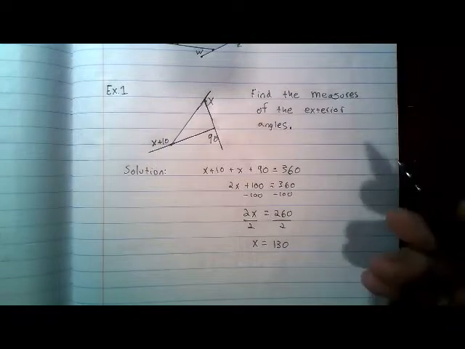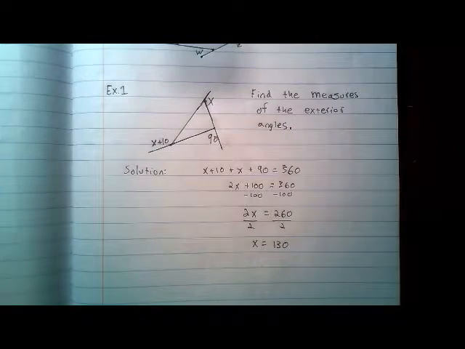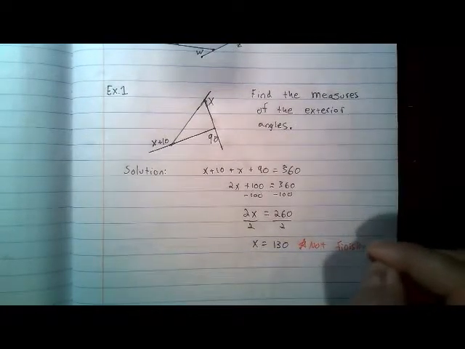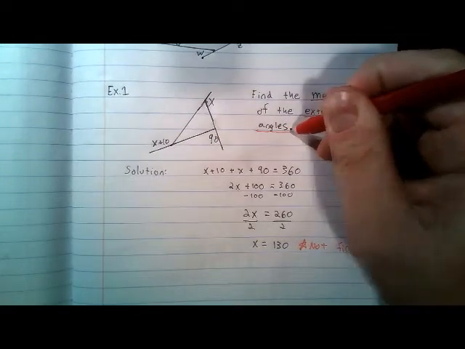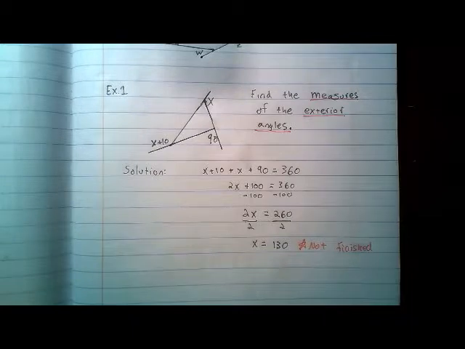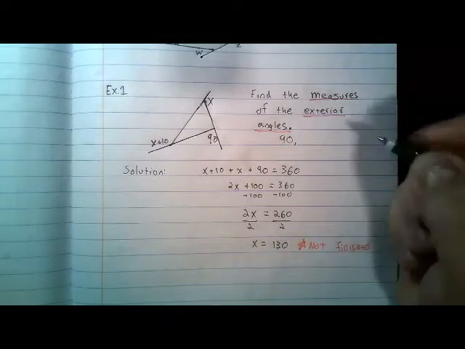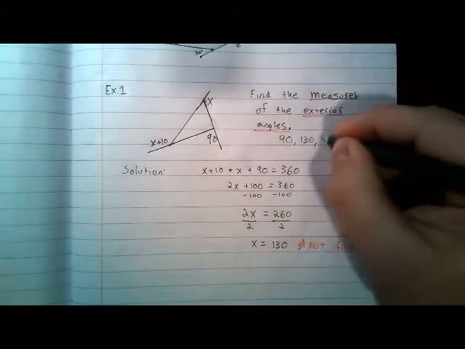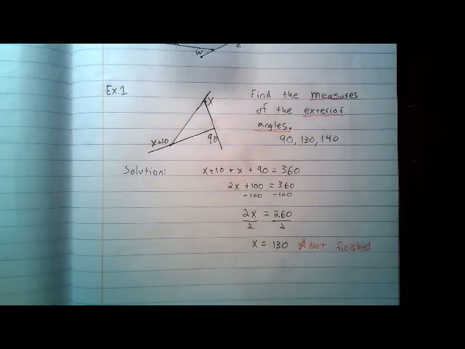So, what are the exterior angle measures? It's not just x equals 130, right? We're not finished. So I want you to show that in a different color. We're not finished, right? We have to find the measures of all of those exterior angles. It's not just x equals 130. We have to actually put in x and figure out what they are. So we know one of them is 90 degrees. The next is just x, so 130. And the third one is x plus 10, so 140. And in fact, when I add 90 plus 130 plus 140, it should give me 360 degrees.